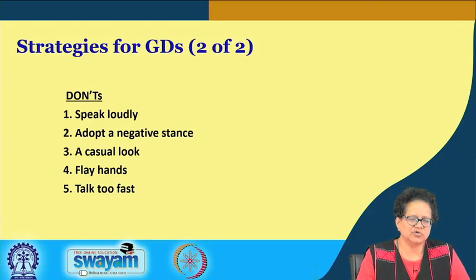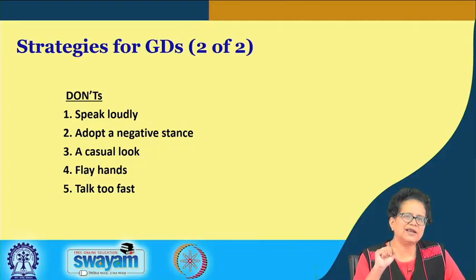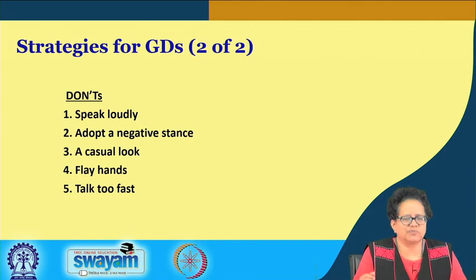Number 4 is do not be like a jumping jack, with too much flailing of your hands, because it would imply that you have too little to say and therefore your body language is too much.